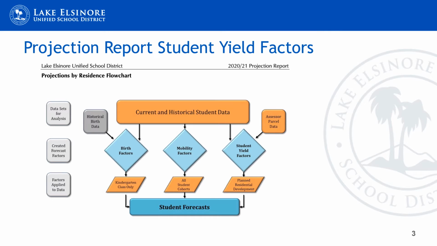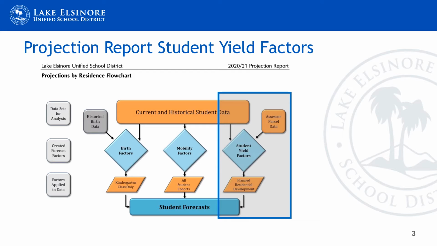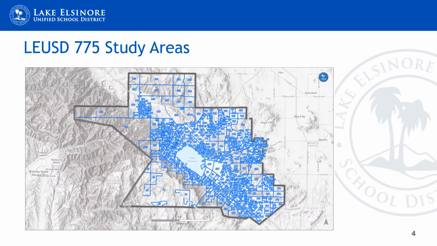The overall projections methodology relies on combining current and historic student data with the investigation on birth rates to predict kindergarten enrollment, student mobility for retention of students cohort grade level to grade level year, and student yield factors to better understand the influence new housing developments will have on future enrollment numbers. This presentation takes a deeper look into the student yield factors.